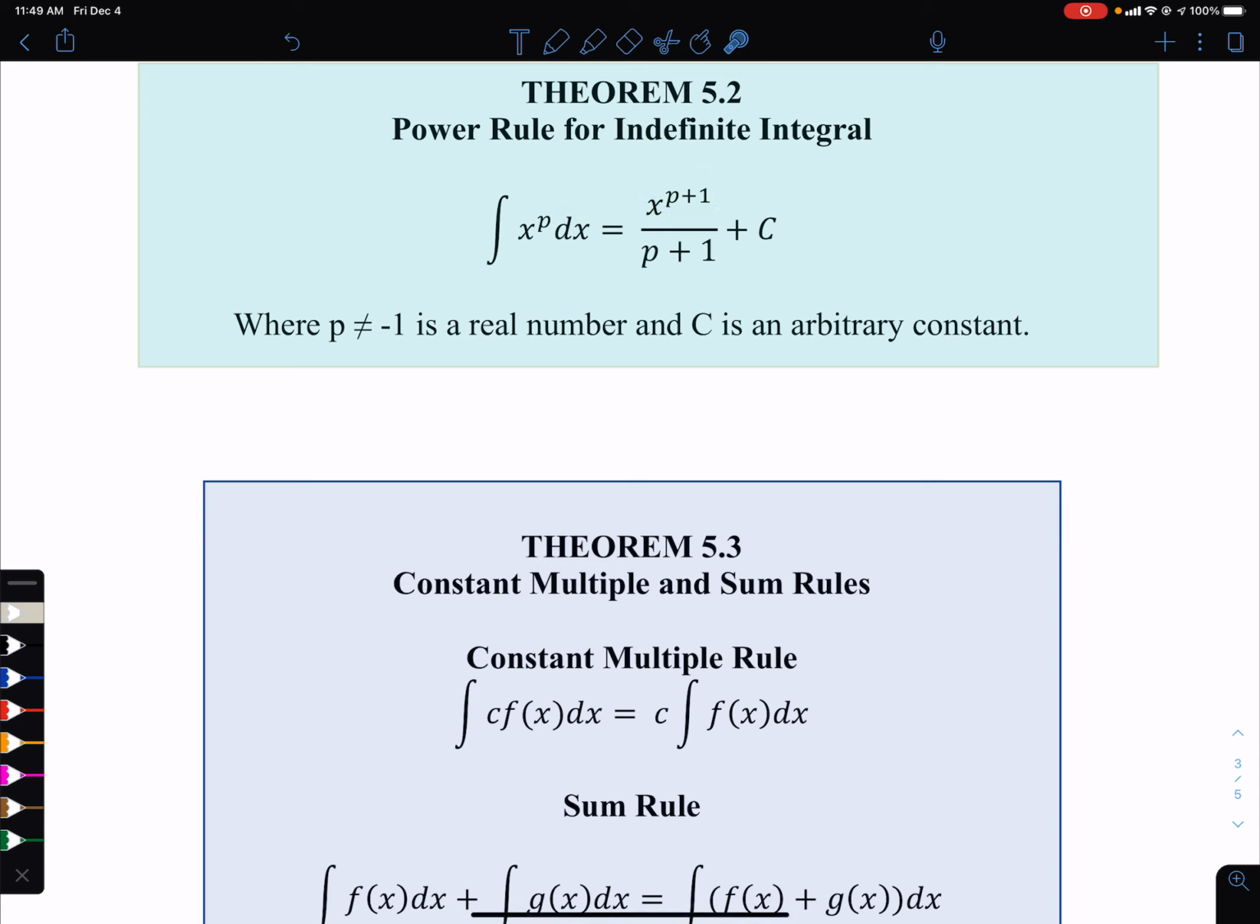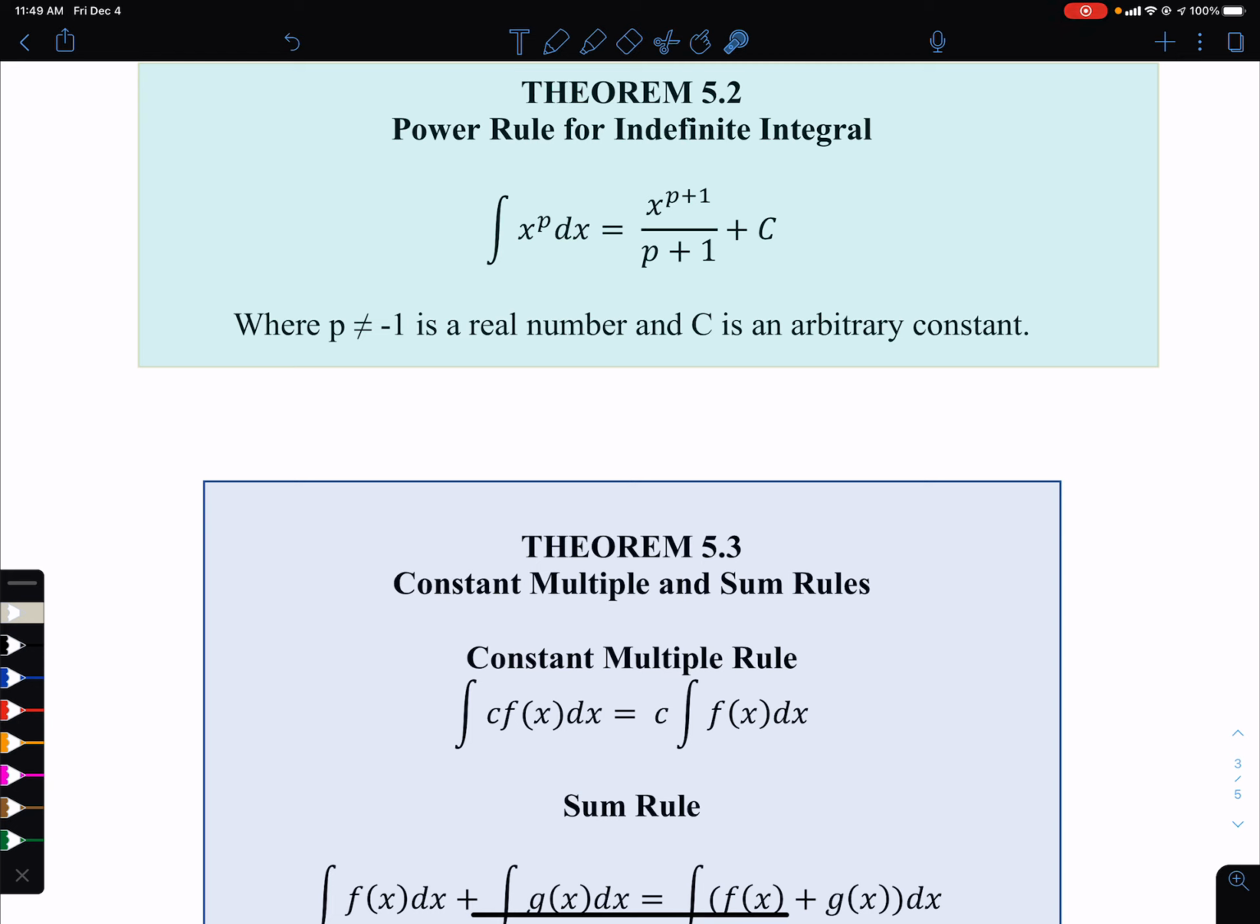In the derivative, you put the p in front. In the antiderivative, instead of multiplying by p, you divide by your exponent. So at p plus 1, you're going to divide by that. So this is the general formula for x to a power for finding the antiderivative.